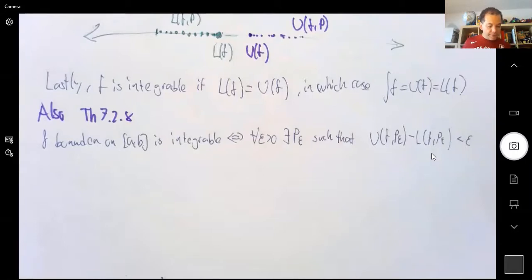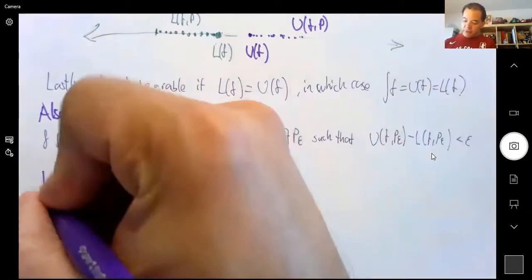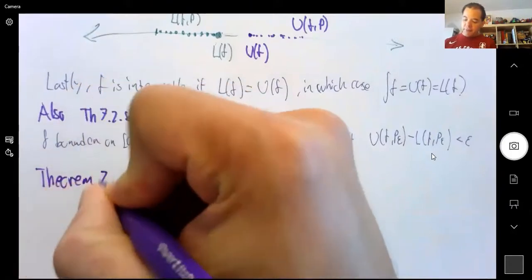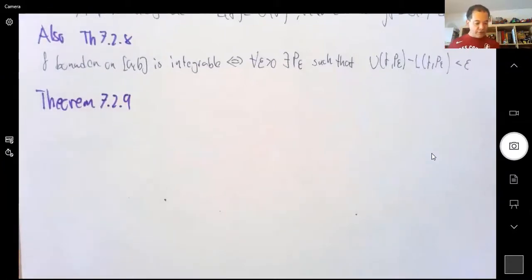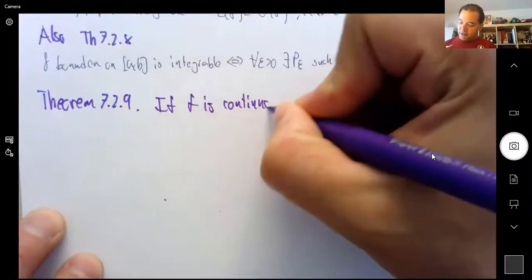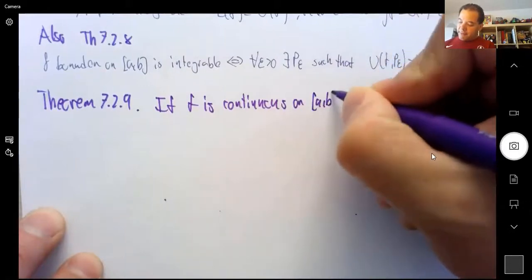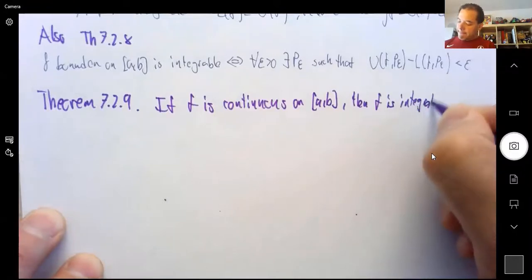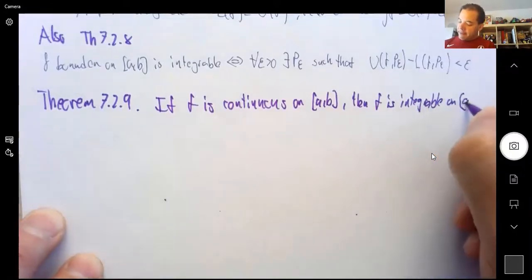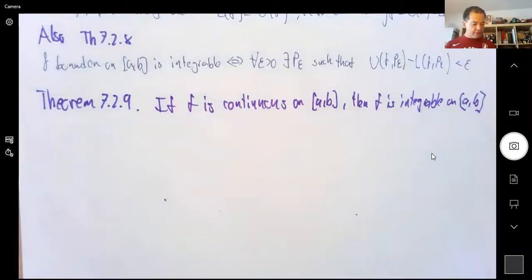Okay, so let's now start with something new for today. So we announced this theorem and we'll continue. So this is theorem 7.2.9, and it says that a function that is continuous is integrable. So it says if f is continuous on the closed interval AB, then f is integrable on AB. Okay, let's prove this.